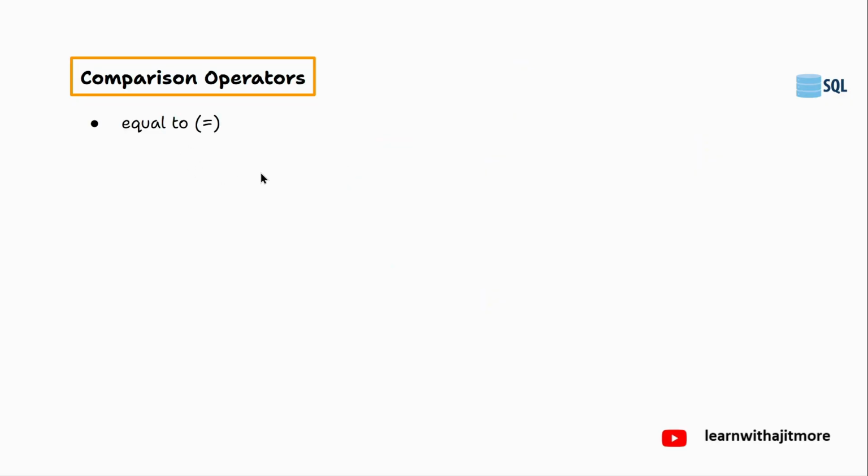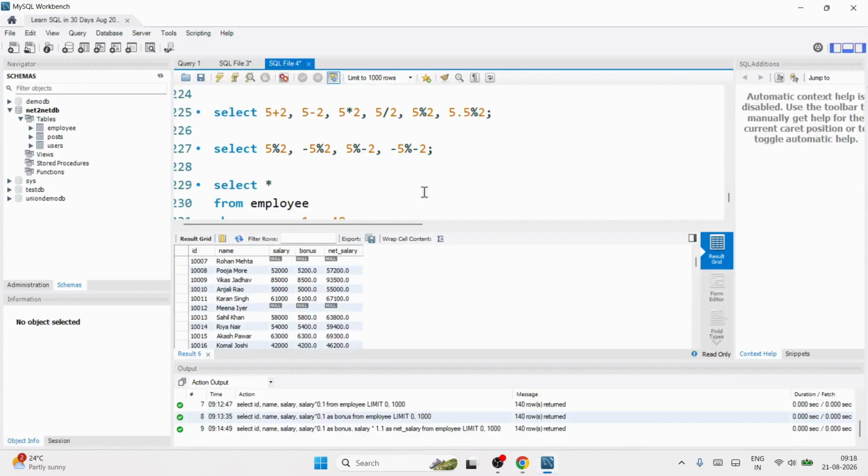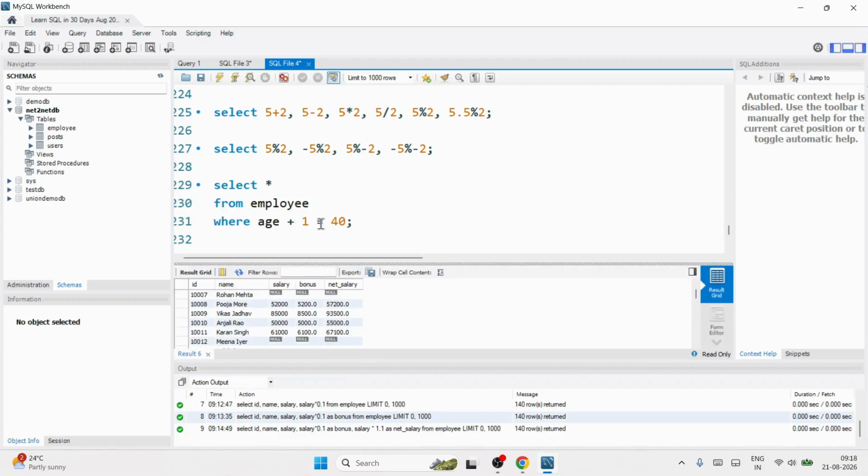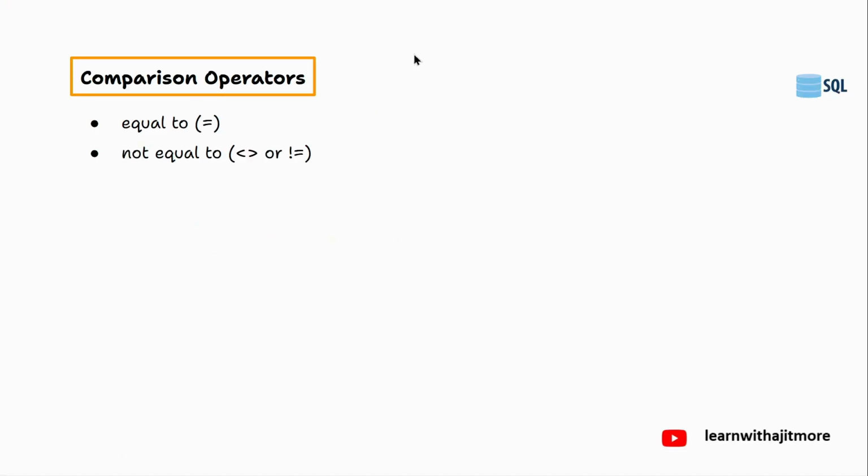Okay, see. So first is equal to. Equal to means it is not doing assignment, guys. It is just comparing whether two values are exactly same, which we just now did in this query. We were comparing age plus 1 equal to 40. So are we comparing this value equal to this value? We are comparing age plus 1 with 40. Exact comparison. Then not equal we have.